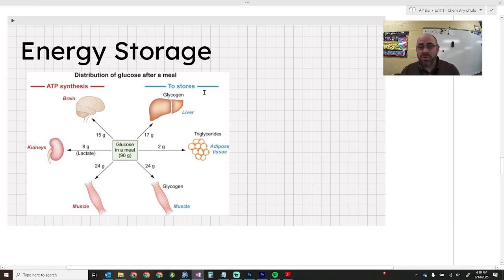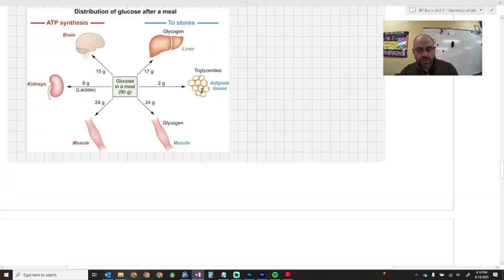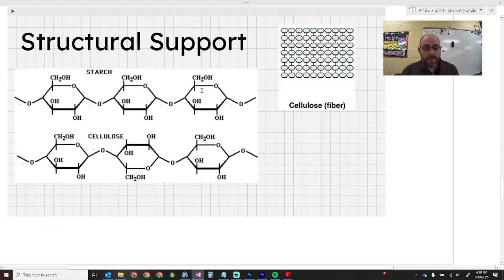But carb storage is not long-term. We're going to talk more about long-term energy storage in just a little bit. Structural support. So, an interesting thing here to talk about, I think is very important. And we're going to talk more about this as we go throughout the year. But one of the things that's a very important concept in this class, and you've heard me say this already on one of these videos, is that the shape of a molecule determines its function.